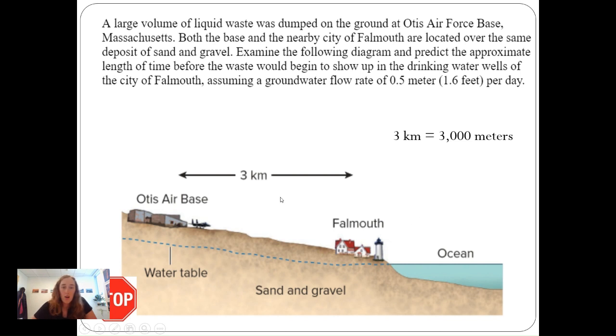So that's about 3 kilometers apart. That's 3,000 meters. What you need to do is figure out how long it would take for the contaminated water to travel from the Otis Air Force Base 3,000 meters to Falmouth if the water is moving a half meter per day.